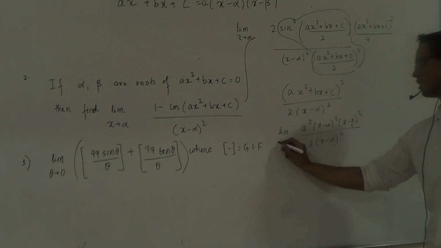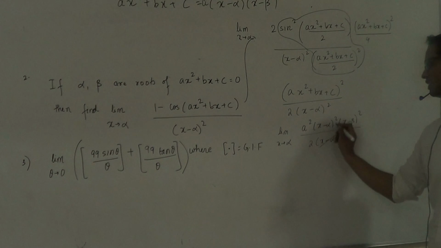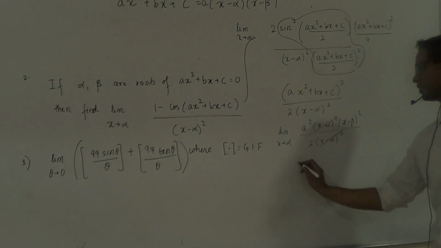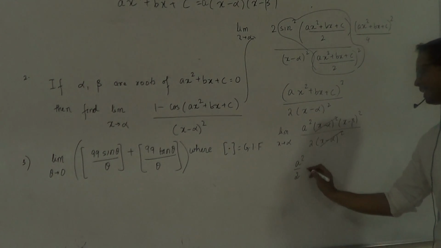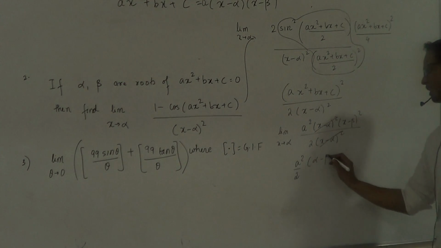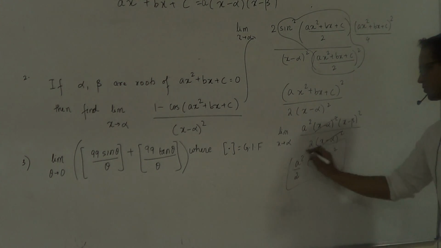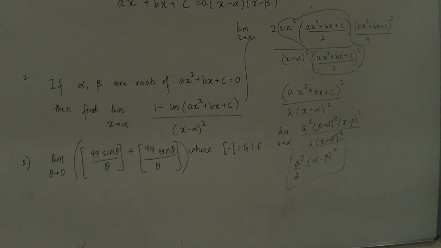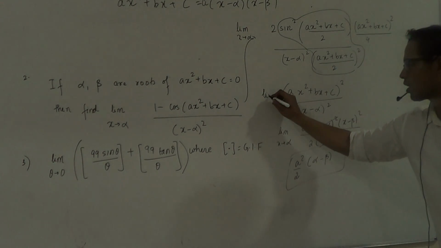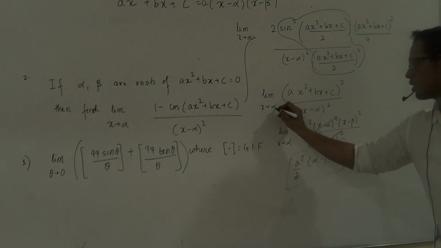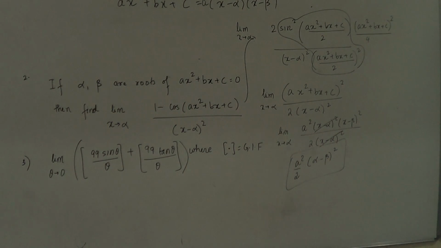And then this term will get cancelled. Now when you substitute, your answer would come out to be a square by 2 alpha minus beta square. This can come in your school exams as well. So basic things, do not make mistakes.